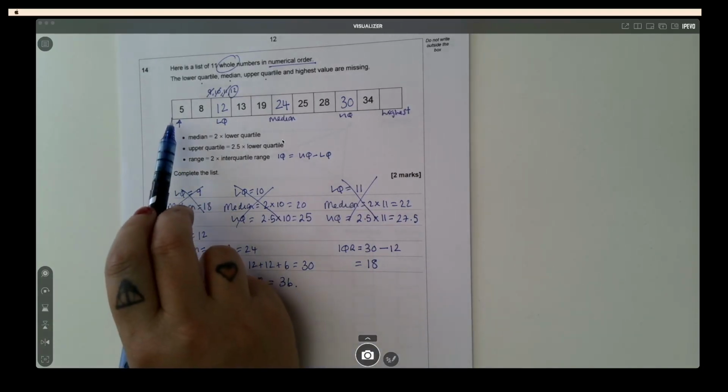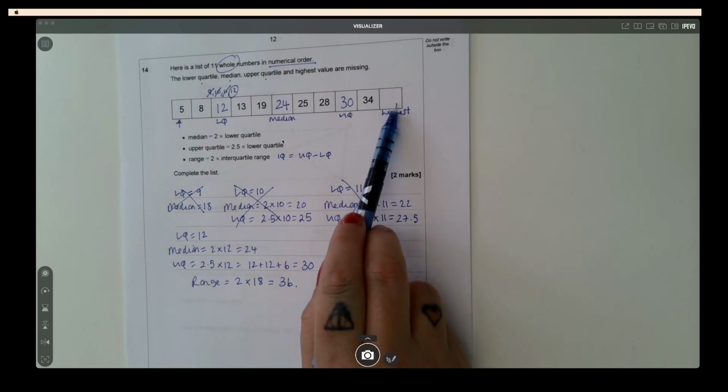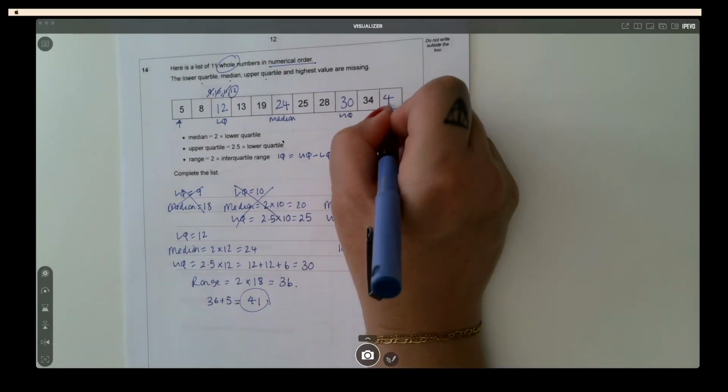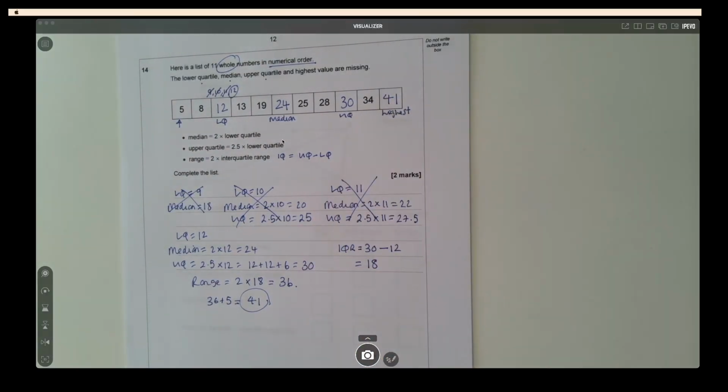So to find the range, we would have done the highest value, take away the smallest value. So if we add the smallest value to the range, that will tell us what the highest value should be.